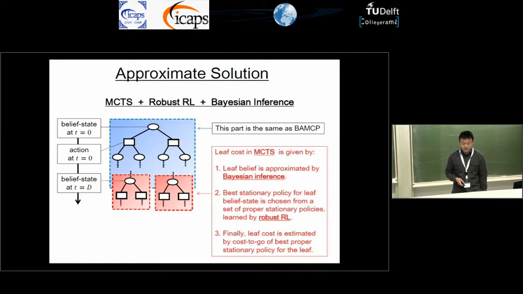To summarize, leaf cost in MCTS is given by the following steps. Leaf belief is approximated by Bayesian inference. The best stationary policy for the leaf belief state is chosen from a set of proper stationary policies learned by robust reinforcement learning. And finally, leaf cost is estimated by the cost-to-go of the best proper stationary policy for the leaf.